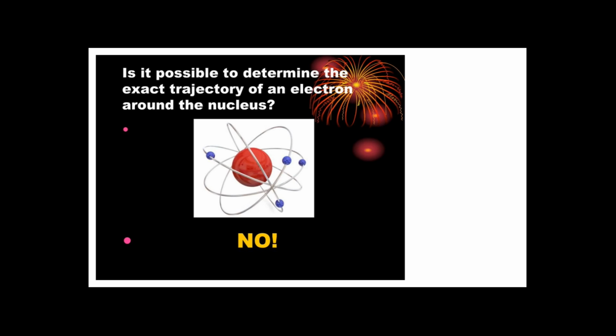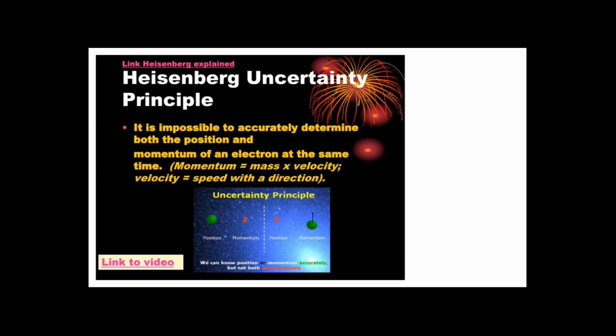So is it possible to determine the exact trajectory of an electron around the nucleus? And the answer is no, we can't do that. The reason relates to the Heisenberg uncertainty principle, which says it's impossible to determine both the position and momentum of an electron at the same time. In classical physics, for a particle, you can know its position and momentum at the same time. We can't do this for electrons.